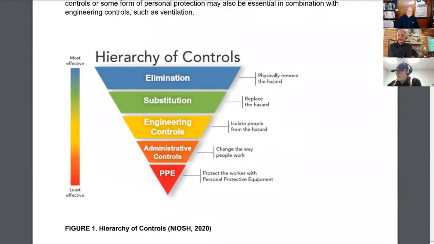Sure. And what we're doing is at every station here, we're going to move from the elimination all the way to PPE. And with each furthering station that we go to, we are further reducing the risk. If we have somebody that has COVID in our home, we can eliminate that. We can take them and put them someplace else. That's an example of elimination. That's the easiest way to do it.